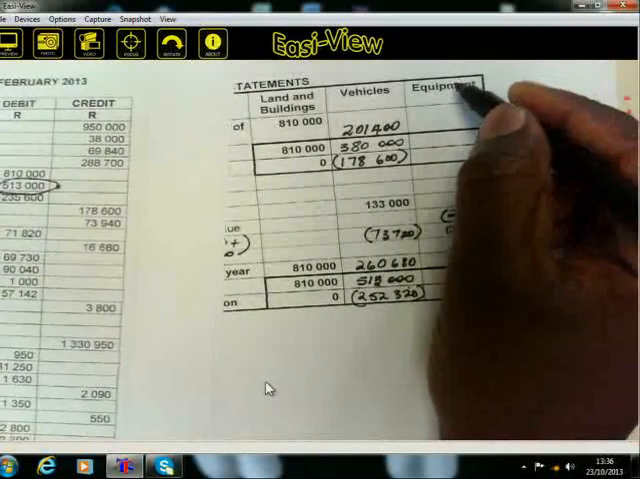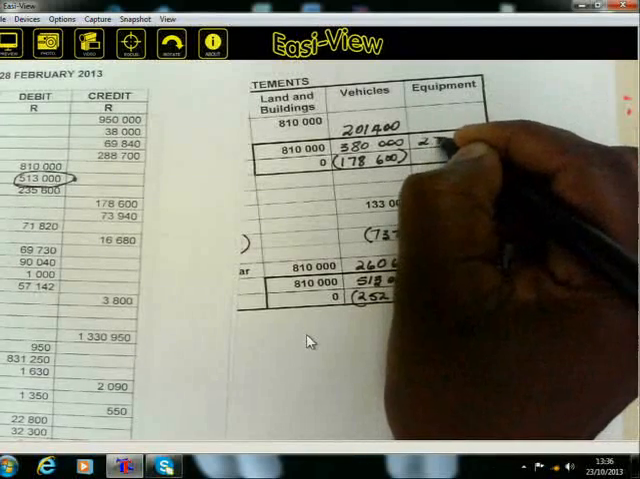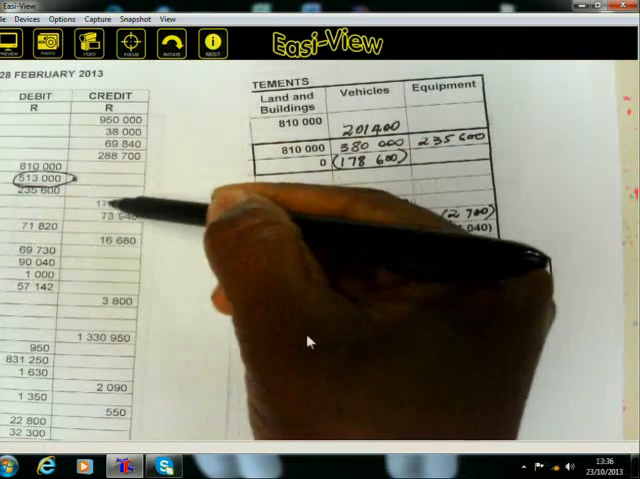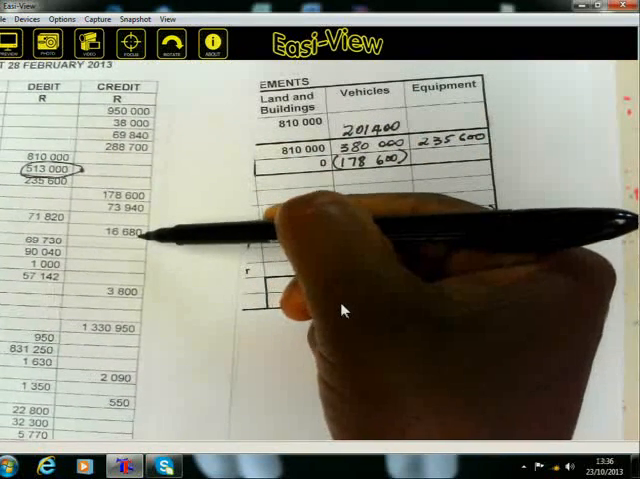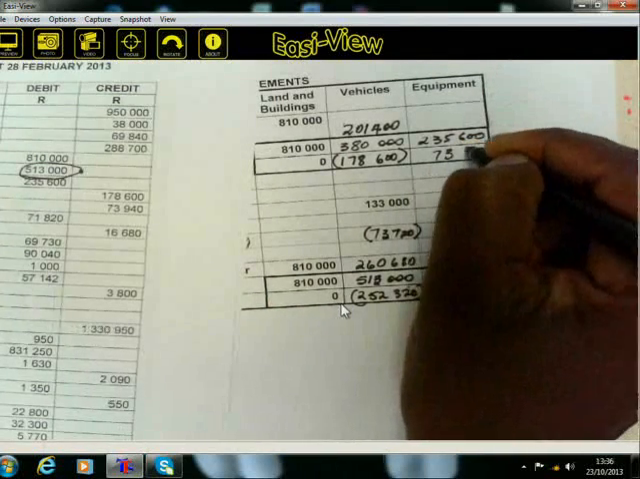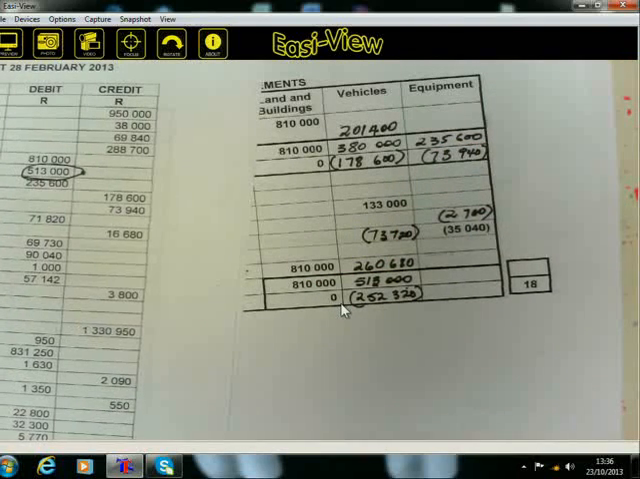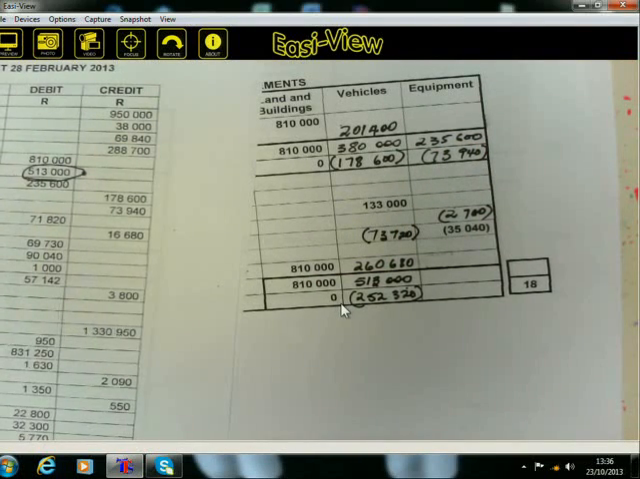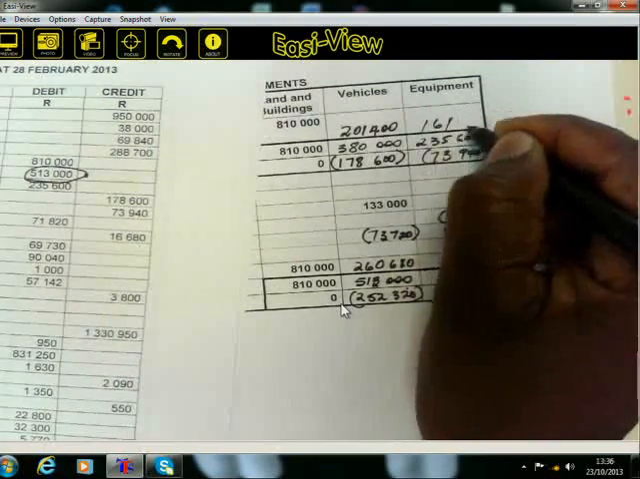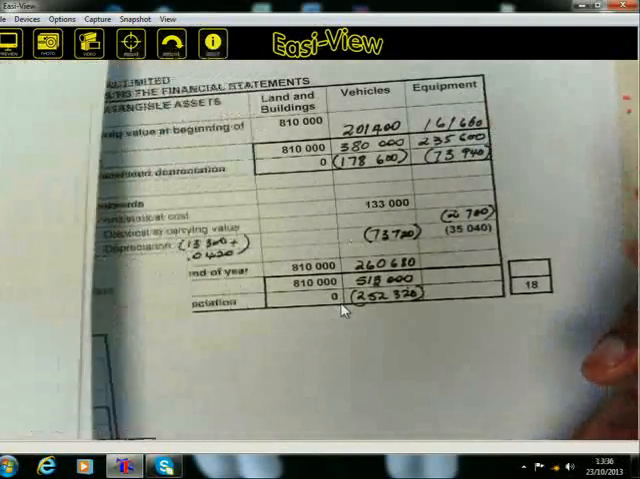Then the equipment is 235,600. The accumulated depreciation as in the trial balance is 73,940. We have to subtract it: 235,600 minus 73,940. Then we get 161,660, which is the carrying value at the beginning of the year.